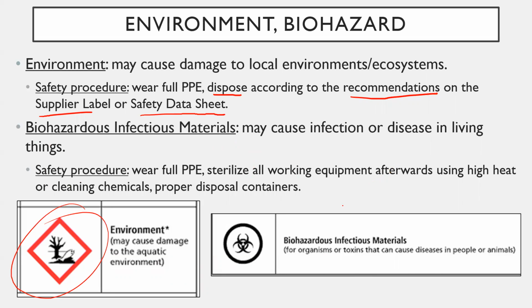So for safety procedures, you need to wear full PPE and sterilize all working equipment afterwards using high heat or cleaning chemicals, and then follow proper disposal containers. So for example, with biohazardous infectious materials, maybe you might be doing some sort of a dissection where you're dissecting a rat, for instance. You can't just take that and throw it in the garbage. There has to be special things you do with it.